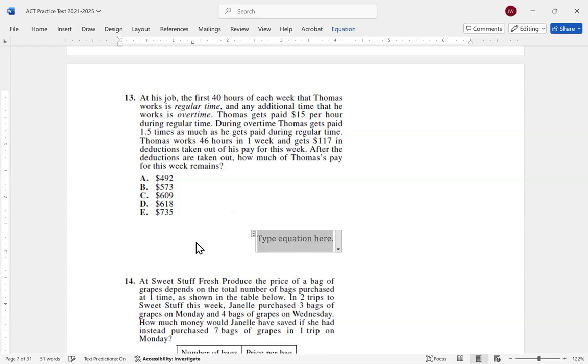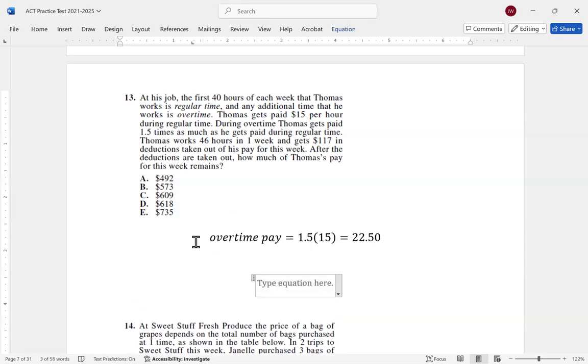So the first thing I want to just focus on is the overtime pay. That is going to be 1.5 times $15, and so that's going to be $22.50.